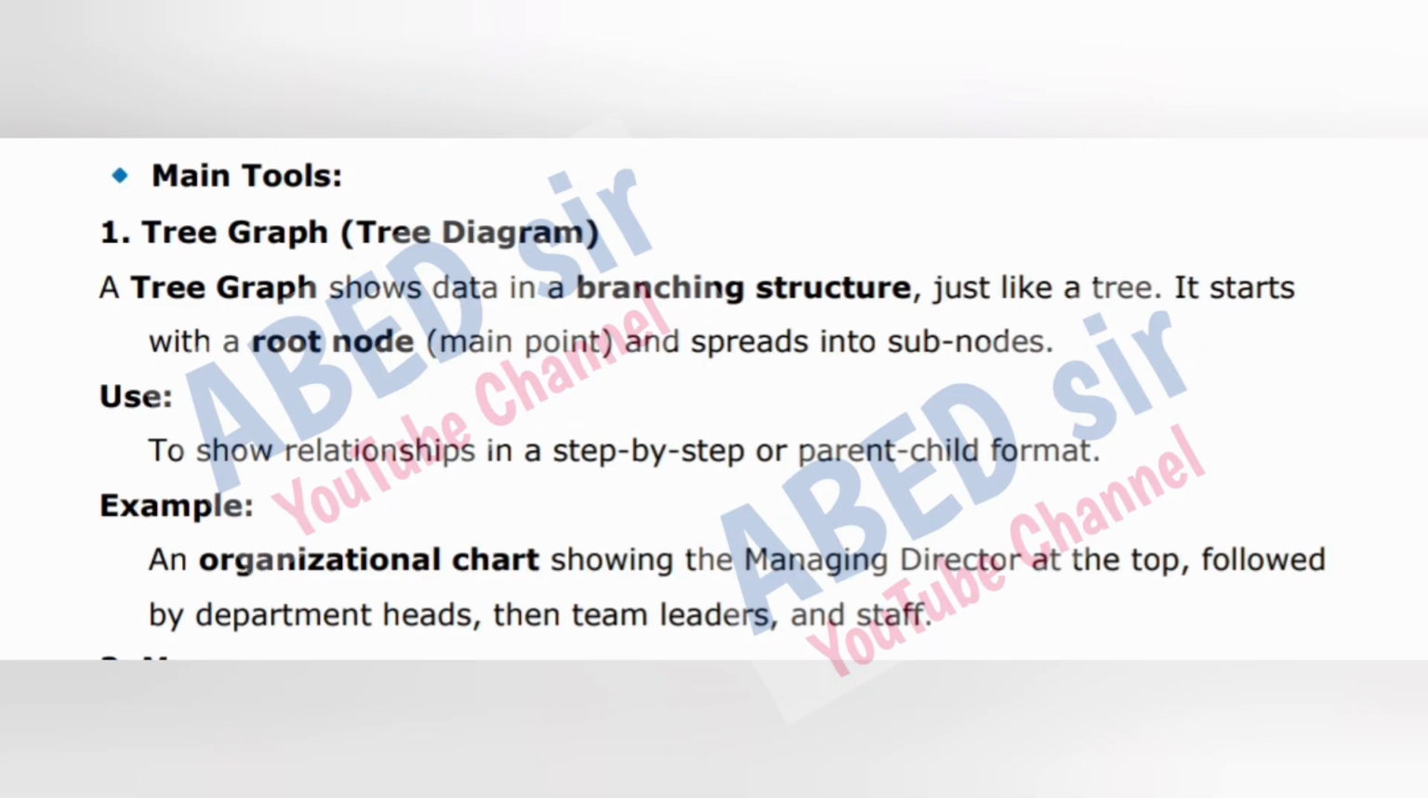branches. Main tools. 1. Tree graph, tree diagram. A tree graph shows data in a branching structure, just like a tree. It starts with a root node, main point, and spreads into subnodes. Use: to show relationships in a step-by-step or parent-child format. Example: an organizational chart showing the managing director at the top, followed by department heads, then team leaders and staff.